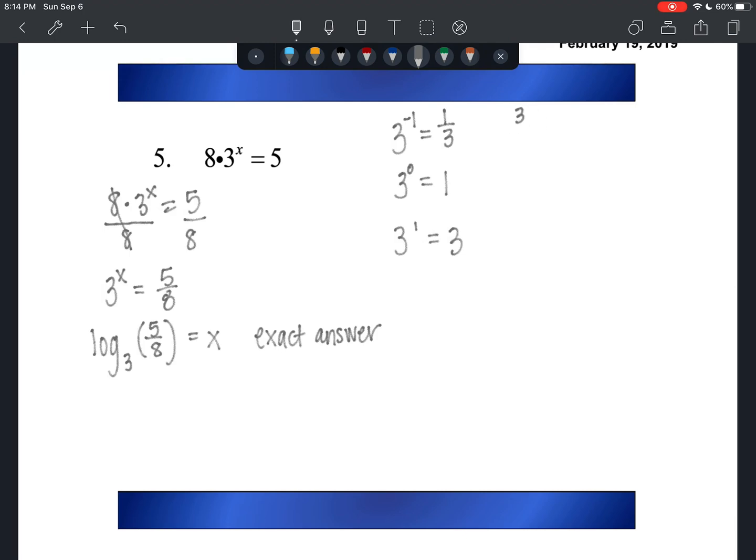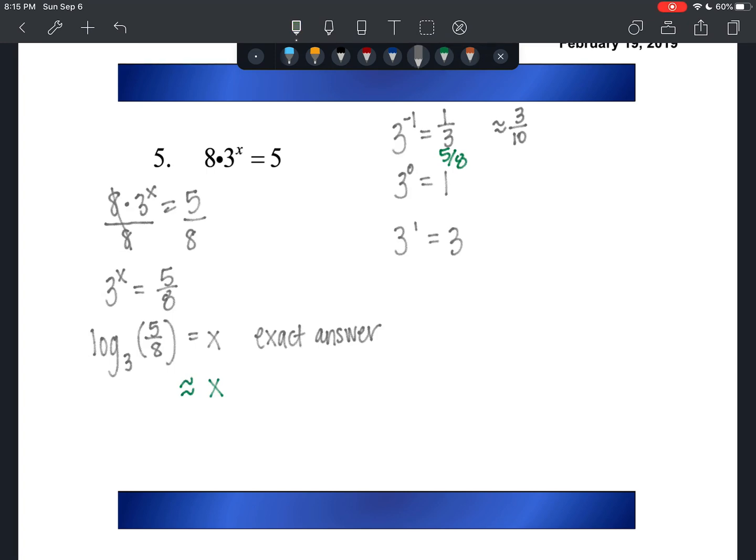So this is about 3/10, right? About. Well, 5/8 is going to fall in between 1/3 and 1. So our answer, x, is going to be approximately a number between -1 and 0. And this is where we go to our calculator. And we put this into our calculator.